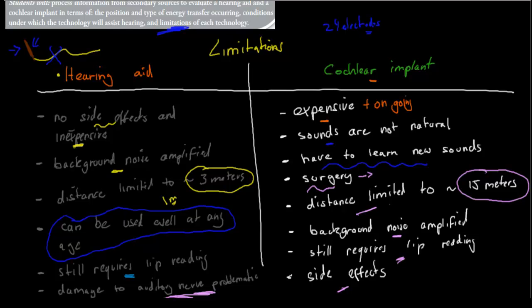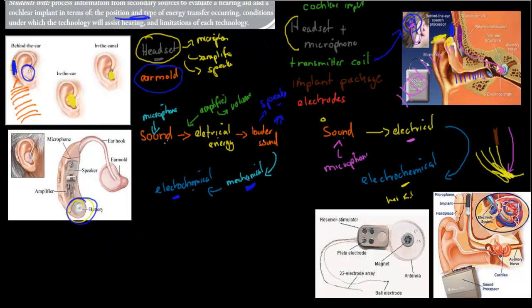And you should also know, because the dot point says, you need to know where these different technologies are positioned. That refers to the actual positioning of them, where these different parts are positioned, and the energy transfer as well. In this case, for the hearing aid, it's from sound to electrical energy to louder sound to mechanical to electrochemical, whereas with the other one it's from sound to electrochemical. So you need to know that part as well.